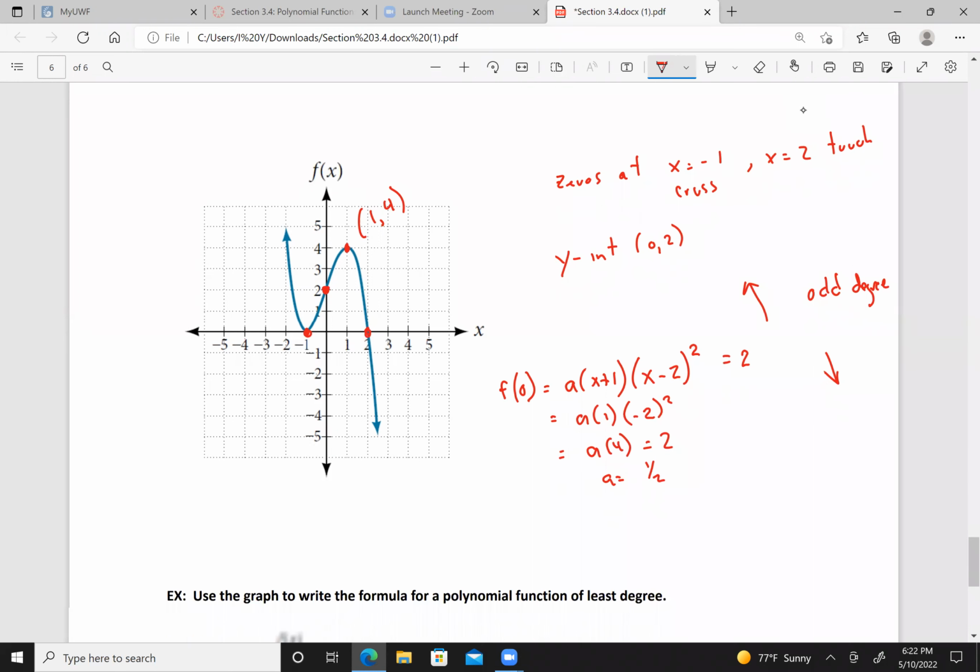So let's see if that works. So what is f of 1? F of 1 equals 1/2 times 1 plus 1 times 1 minus 2 squared. Equals 1/2 of 2 times 1, and that does not work. One moment.